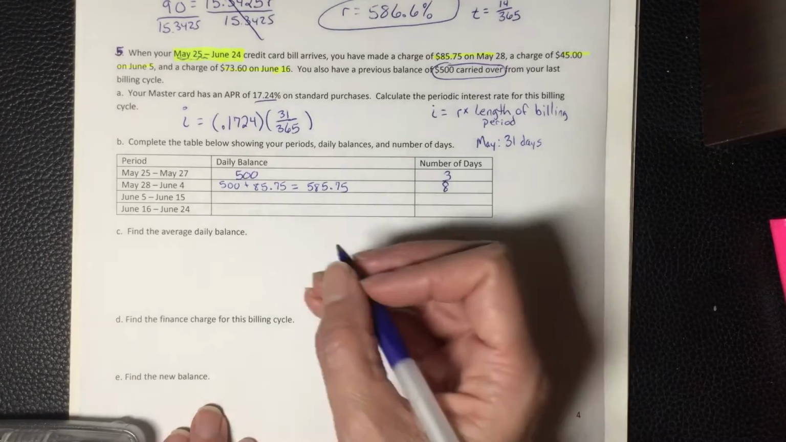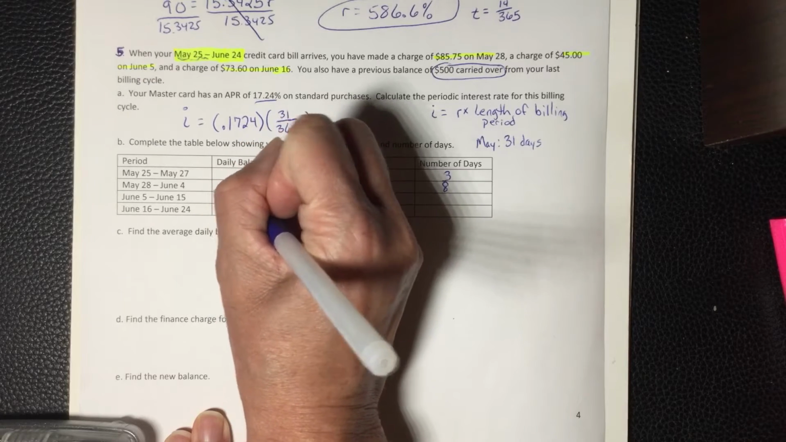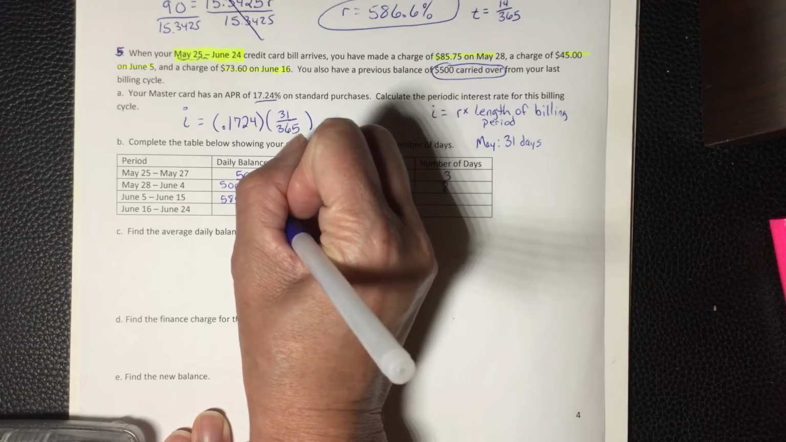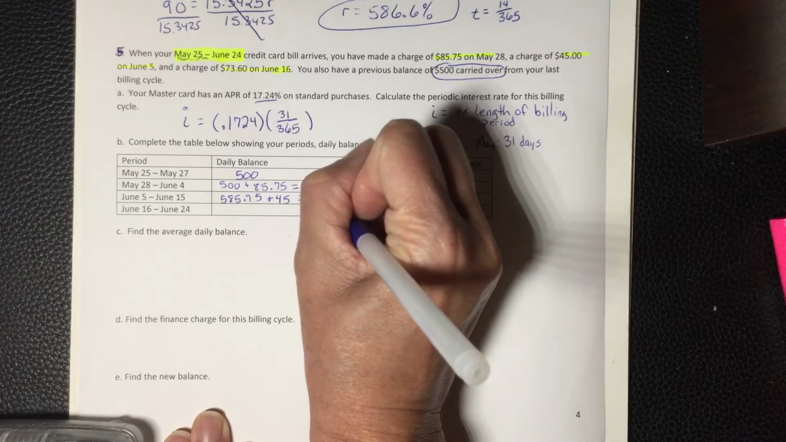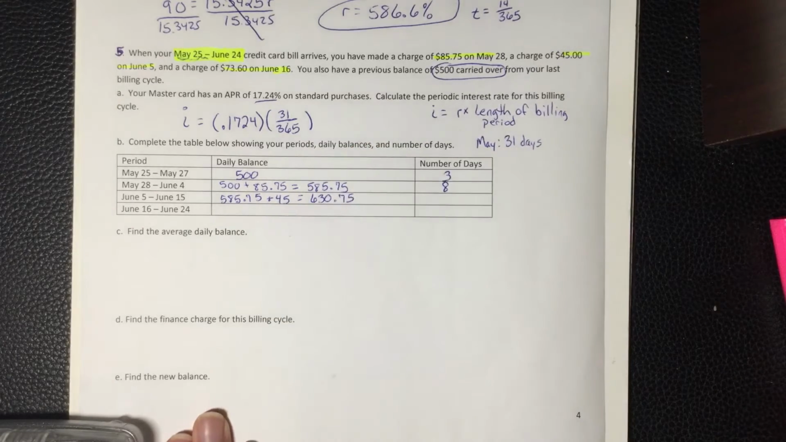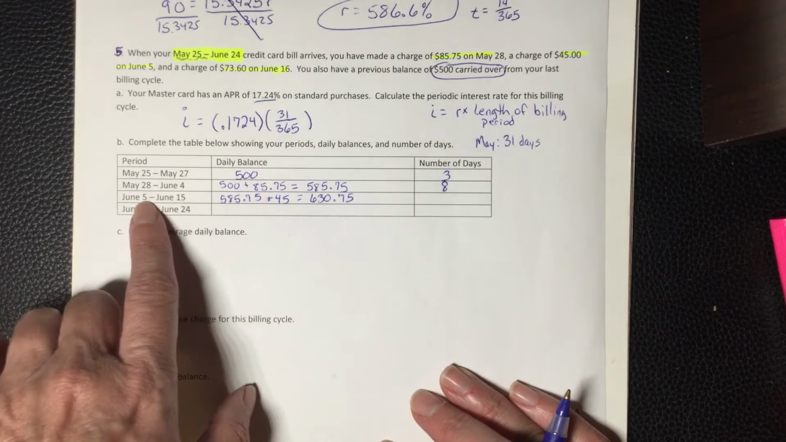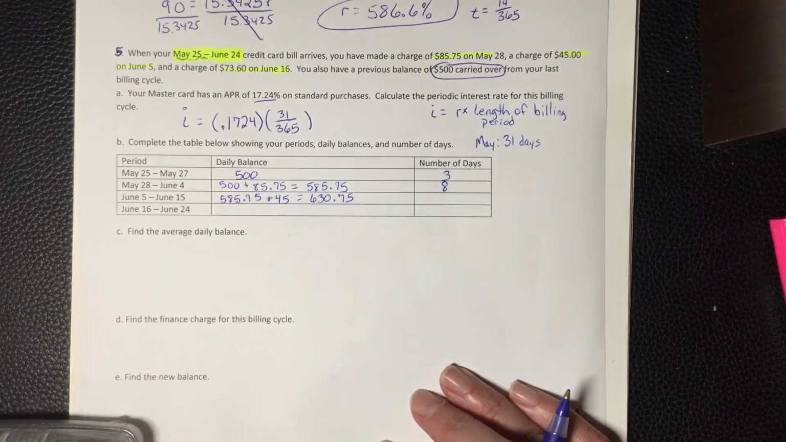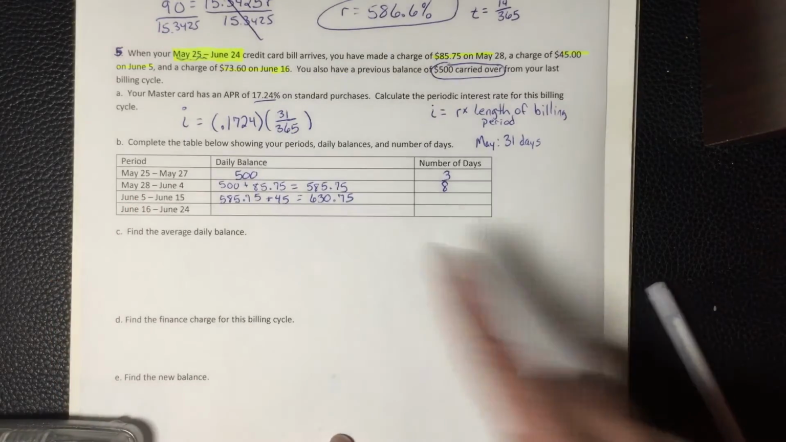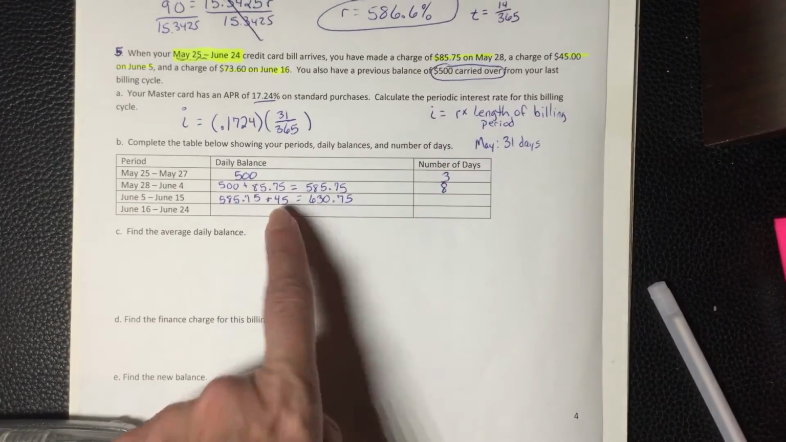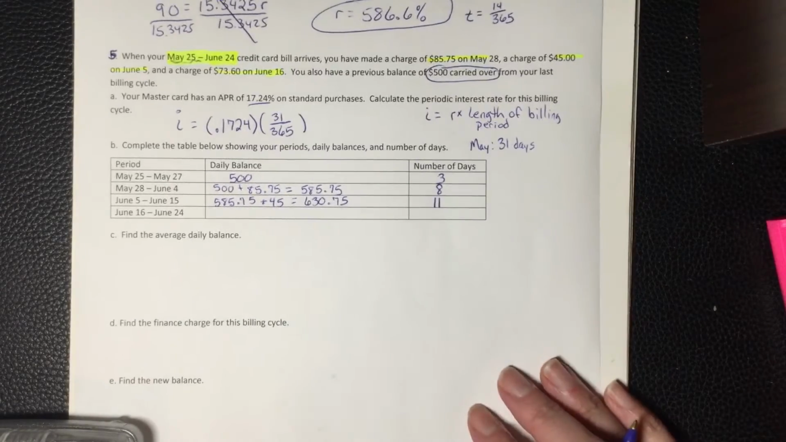And then on the 5th, we made another charge. So we're going to bring this balance down. On June 5th, we made a charge of $45. So that brings our total to $630.75. And then we didn't make another purchase until the 16th. So be really careful here. Don't just subtract 15 minus 5. You do have to count the days on each end. So if you go 5, 6, 7, 8, 9, 10, 11, 12, 13, 14, 15, you actually get to 11. And I know it sounds silly, but counting on my fingers works best for me.